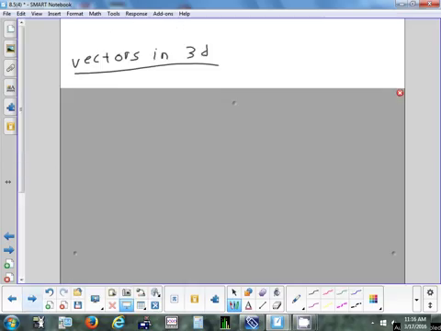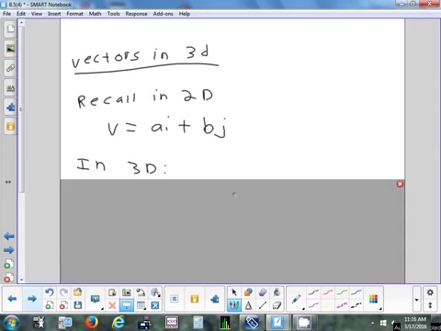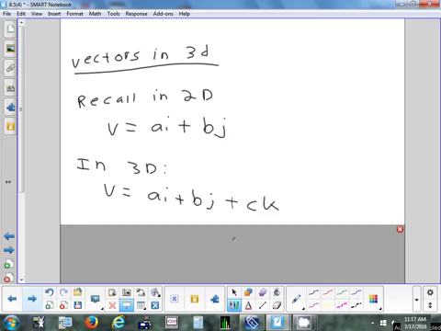Now we're going to start to talk about vectors in 3D. In 2D, if we were going to write a unit vector, we had the unit vector I, which was the unit vector that pointed in the horizontal direction. J was the unit vector that pointed in the y-axis direction. But now we're going to need one more unit vector. We're going to use K.